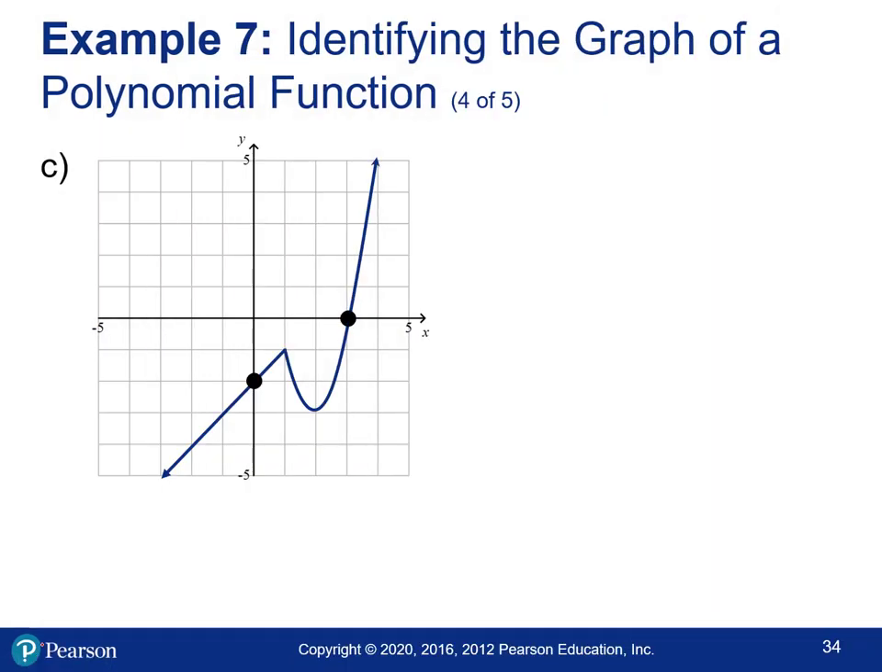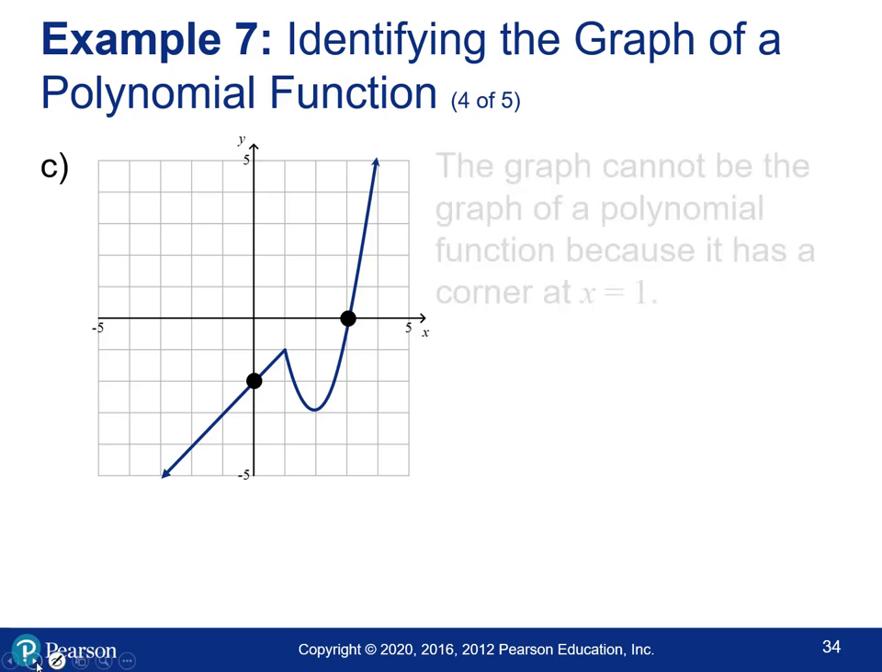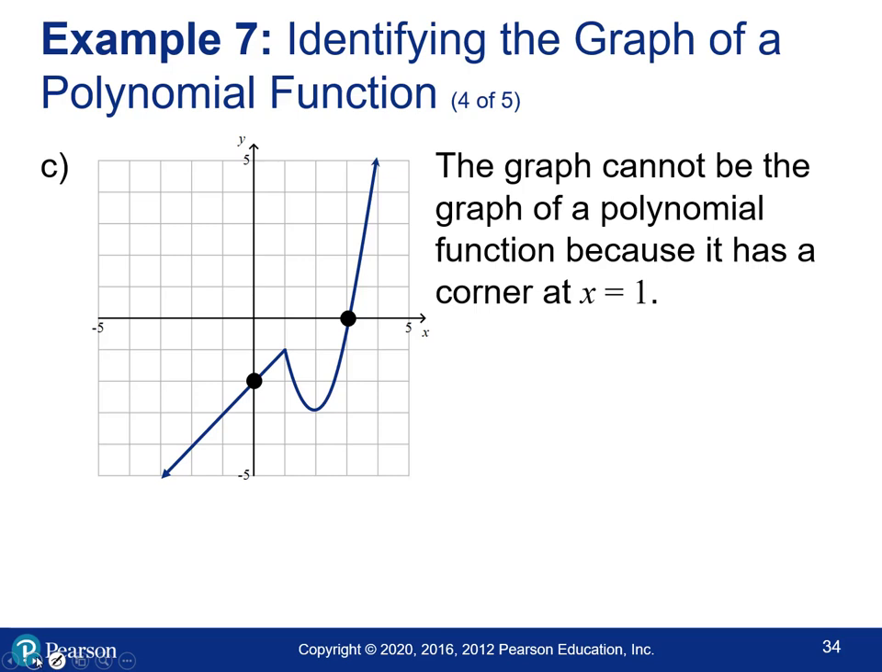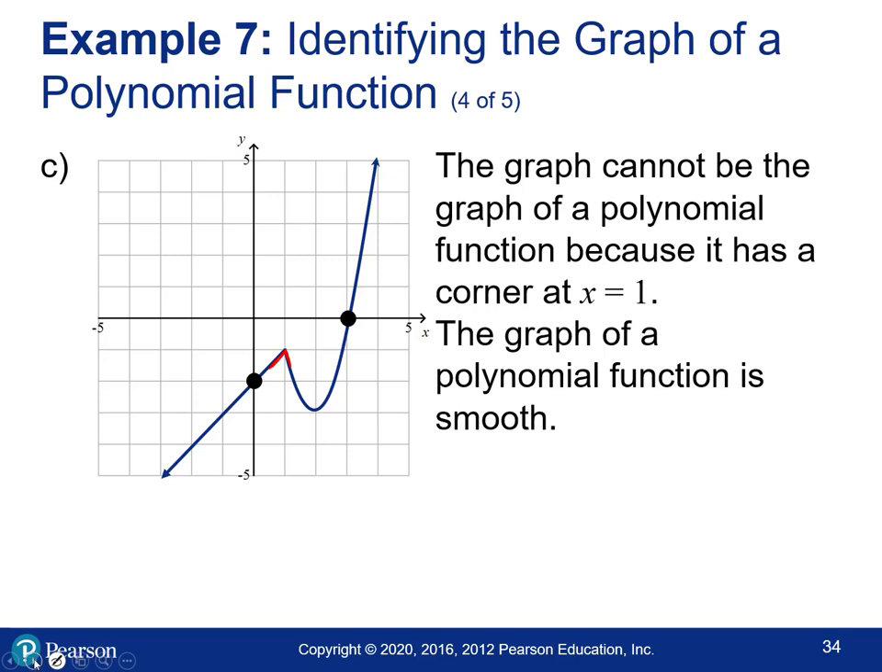All right, how about this one? Is this a smooth, continuous graph? No, it is not, because this corner is not considered smooth. This is really sharp. So this is a sharp corner. So this is not the graph of a polynomial function. We call this one not smooth. It's continuous, but it's not smooth.